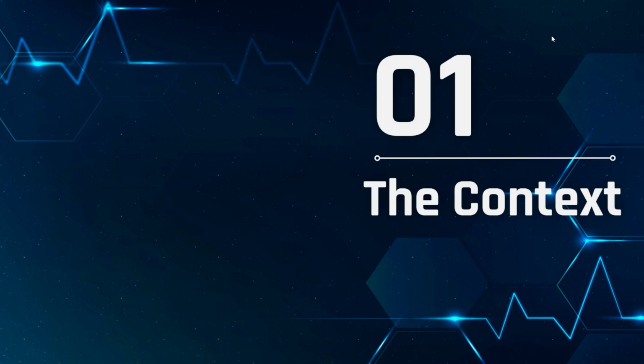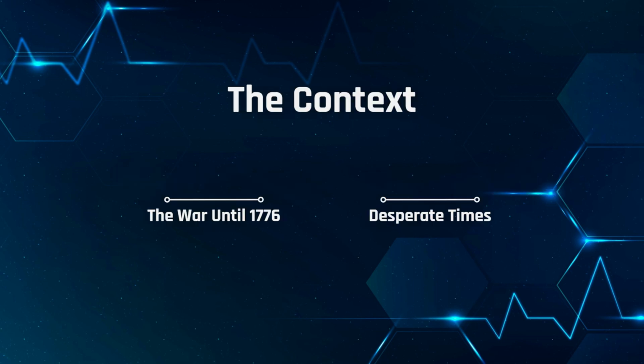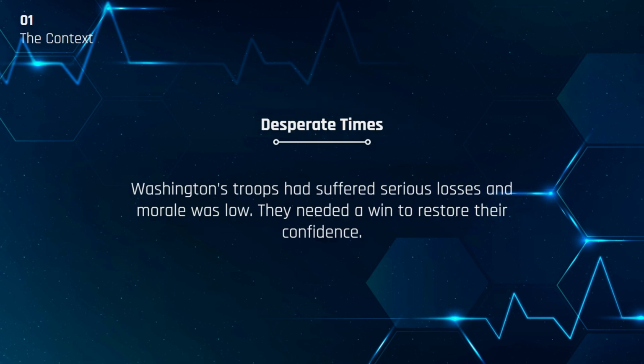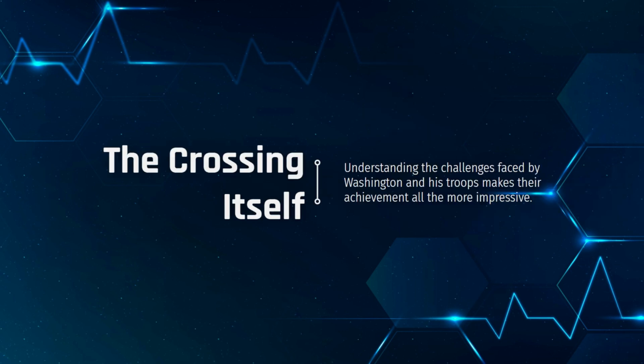I'm just going to scroll through here and check out how it did. Understanding the context is crucial to understanding the significance of the crossing. It gives time periods, which is pretty cool. It gives information on the war, and information about Washington's troops at the time. And then it goes into chapter 2.